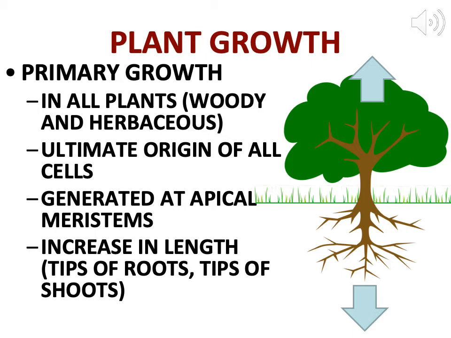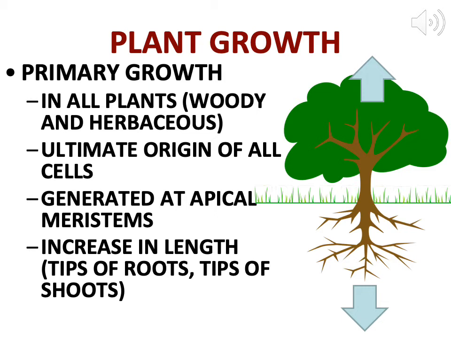We've got some terminology to lay on this idea. Primary growth is growth that results in an increase in length. Primary growth is a feature of all plants, both woody plants and herbaceous plants. It is the ultimate origin of all cells because it's generated at apical meristems. And those apical meristems could be found at the tips of shoots or at the tips of roots.